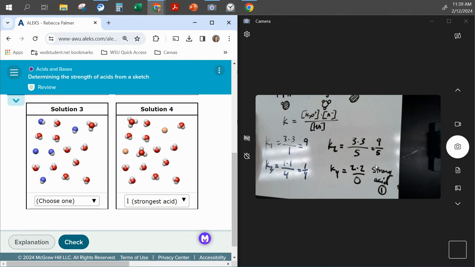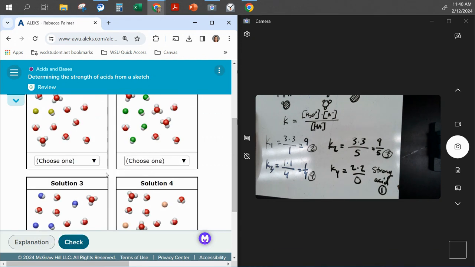Okay, then we have to figure out the other ones. This one is 9. That's a big number. 9 divided by 5 is going to be the next number. And then 1 divided by 4 is going to be the smallest, the weakest acid. Smallest number, weakest acid. So this one's the weakest. That was the strongest. This one is the next strongest, and this is the third strongest.